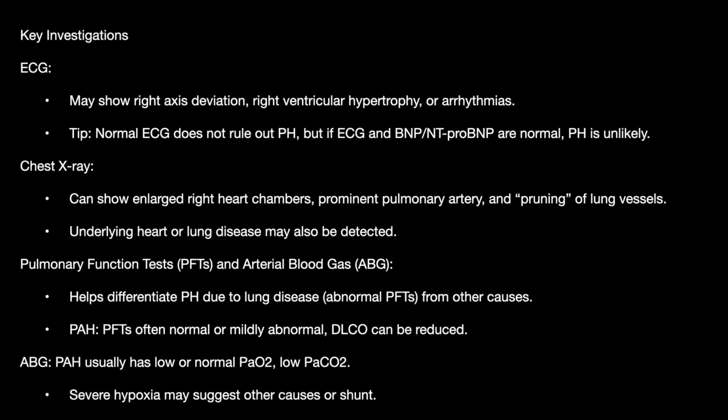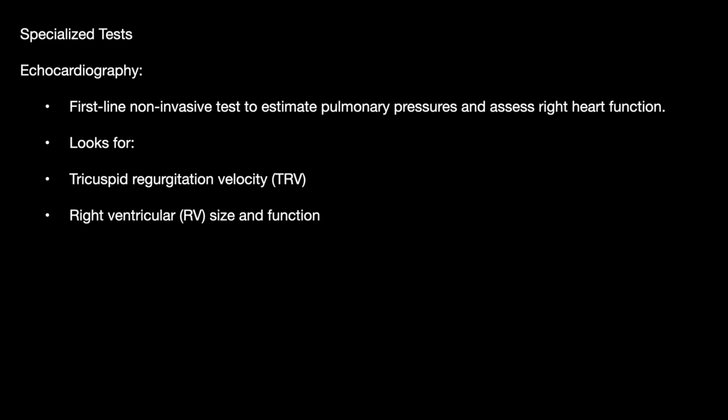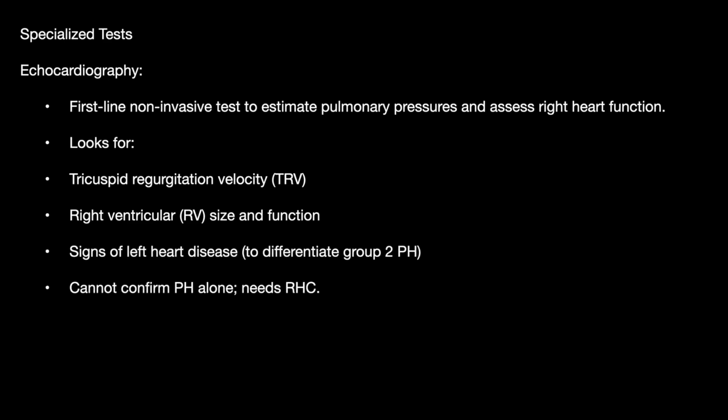Severe hypoxemia may suggest other causes or shunts. Next, coming to specialized tests, the most common one has to be the echo, the first-line non-invasive test for all such disorders. It helps you estimate the right ventricular function. What you look for is tricuspid regurgitation velocity, right ventricular size and function, and signs of left heart disease to differentiate from group 2. If you cannot confirm pulmonary hypertension alone, then the need for right heart catheterization arises.